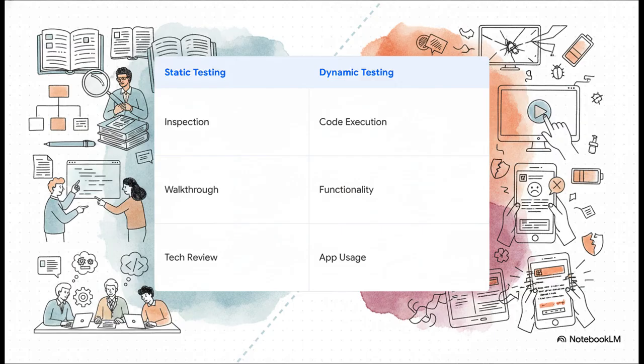Static testing, however, is finding bugs without ever running the code. You simply read and analyze the source code itself. As our syllabus points out, this includes an inspection by a moderator, a walkthrough by the original author, and a technical review by your peers.